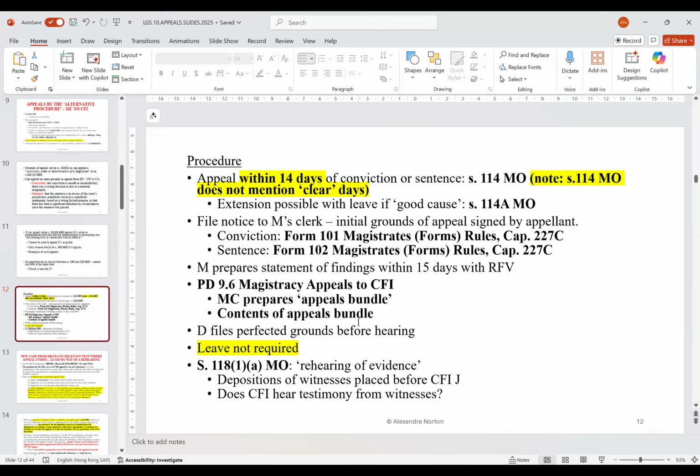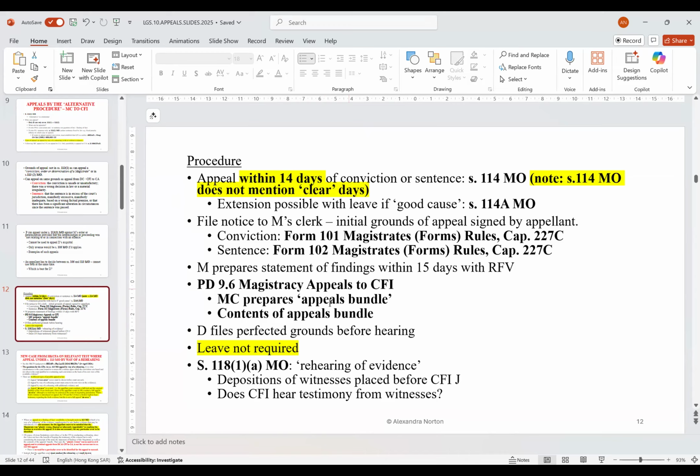Now, you always file initial grounds first because the deadline is quite tight, only 14 days. And then after that, once you have obtained the transcript, then you can perfect your grounds before the hearing as well. And an appeal under 113 is a rehearing.